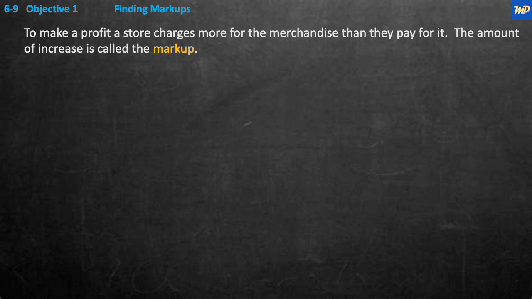Objective 1, finding markups. So here we'll get that definition again. To make a profit, a store charges more for the merchandise than they pay for it. The amount of increase is called the markup. So they'll buy something for $1, and they're going to sell it for $1.50. So $1.50 minus $1 is 50 cents. The markup is 50 cents. Okay?